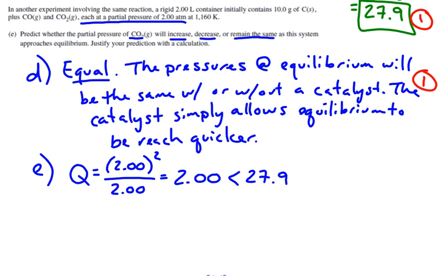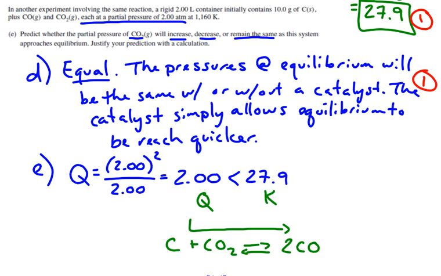So the easiest way I can write this is that's K and that's Q. So what you need to ask yourself, you got to be careful. This is 2 steps. What does this do, and then how does it affect my question? Because Q is less than K, it's going to drive it to the right. So if you look at the equation it is C plus CO2 makes CO. So the question is, what happens to CO2? Well, if it's driving it to the right, that means this is going to decrease.